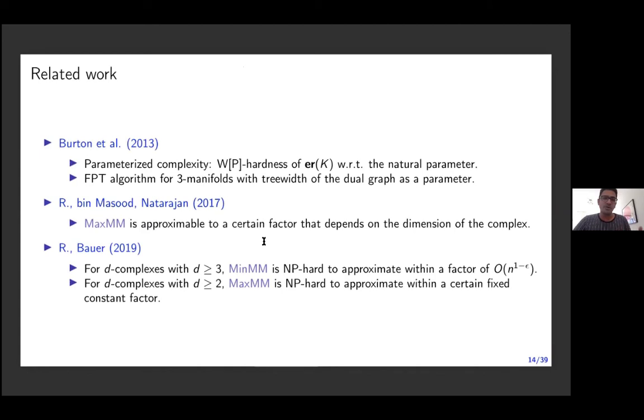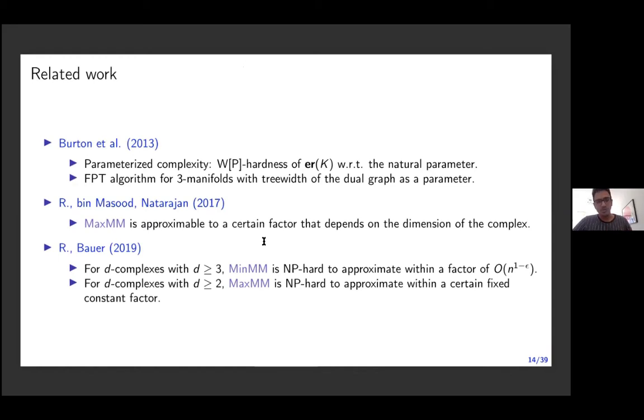Let me first talk about some related work. In 2013, Burton showed that a related problem is W[P]-hard in the natural parameter. And they also devised a fixed parameter tractable algorithm, but not for the natural parameter, but for the tree width of the dual graph.